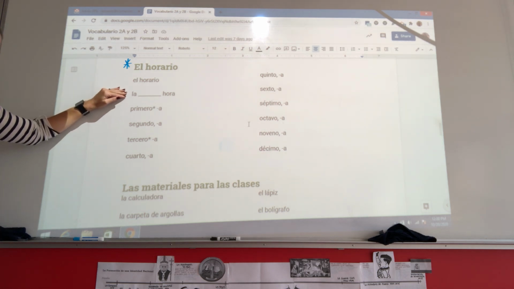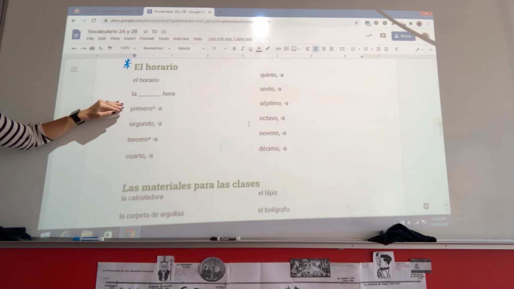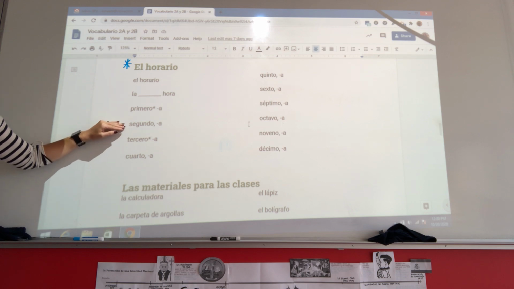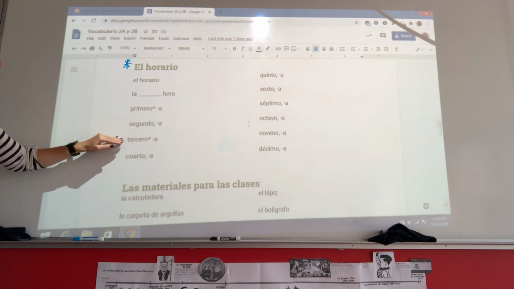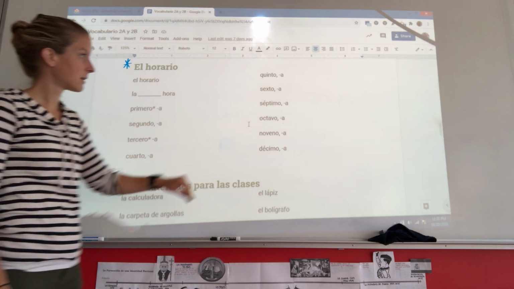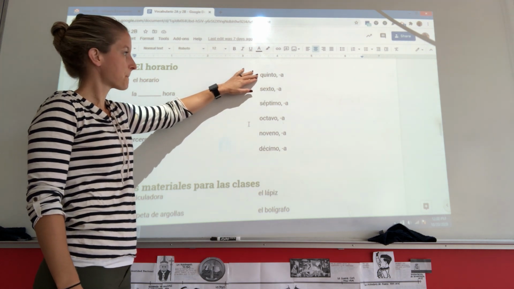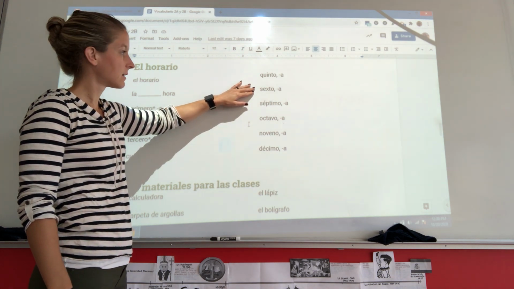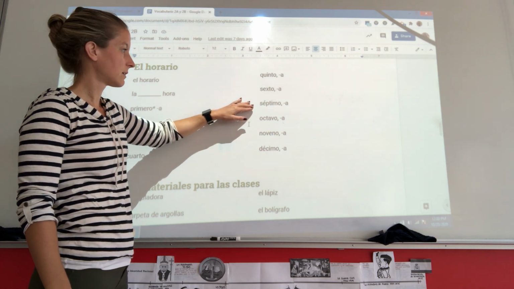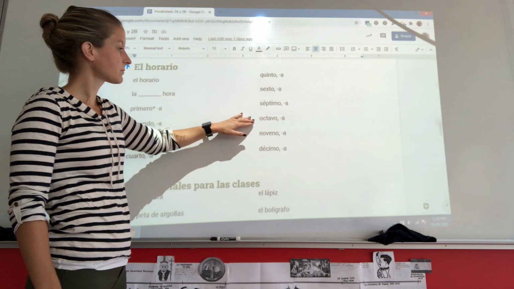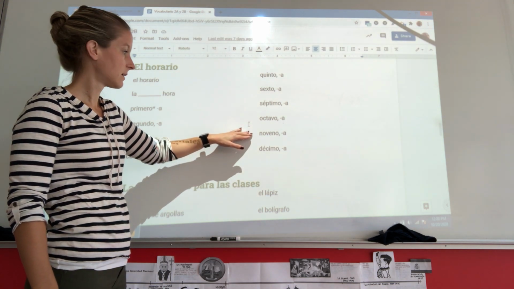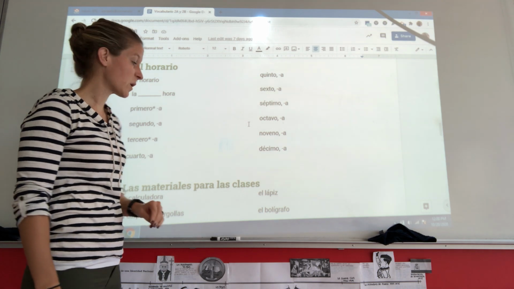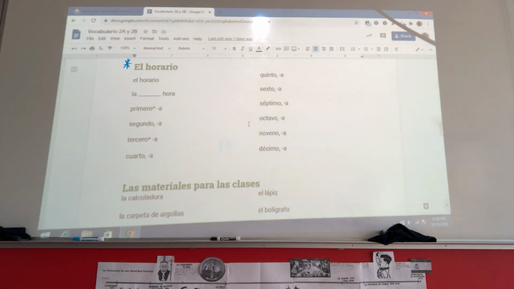La hora. Since we say the ordinal numbers mostly with an A ending in this chapter, let's practice them with that A ending. Primera. Segunda. Tercera. Cuarta. Quinta. Sexta. Séptima. Octava. Novena. Décima. Muy bien. Excelente.